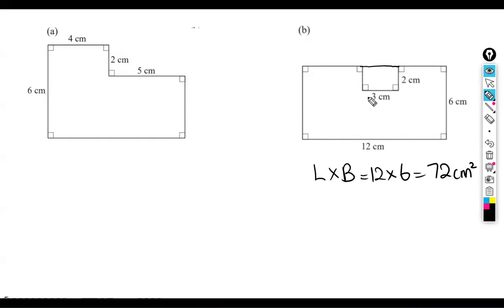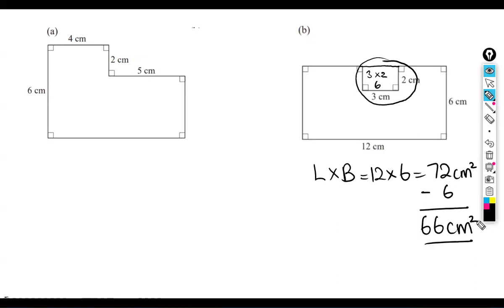Right. Then a rat came and ate this portion. And this is also a rectangle, length by breadth, 3 by 2, which is 6. So we just have to minus 6 from it. 72 minus 6 is 66 centimeters squared. Right? A lot of people sent that answer, so that's good.